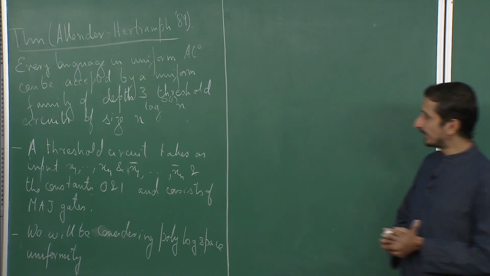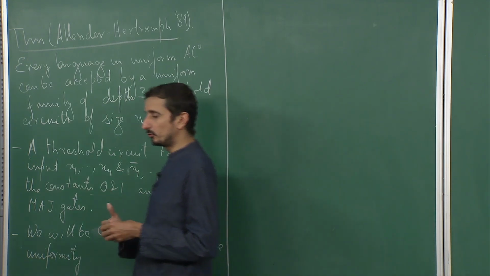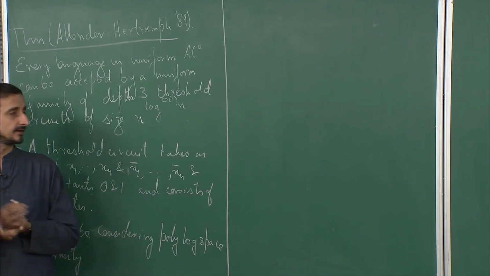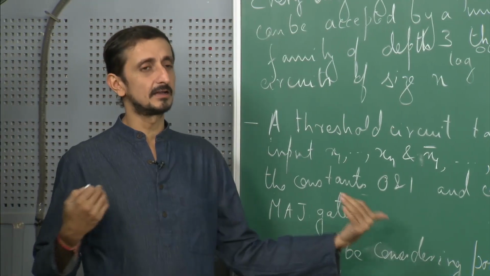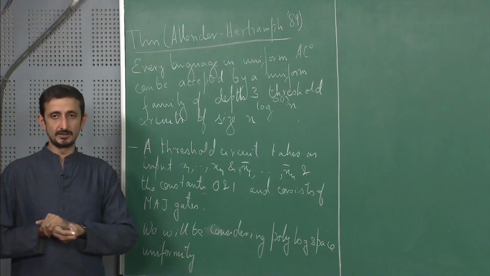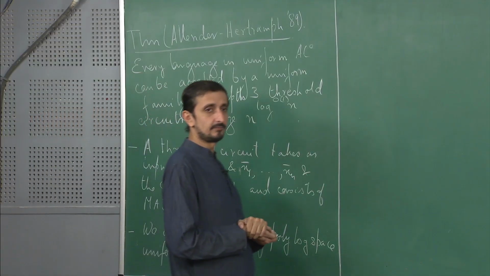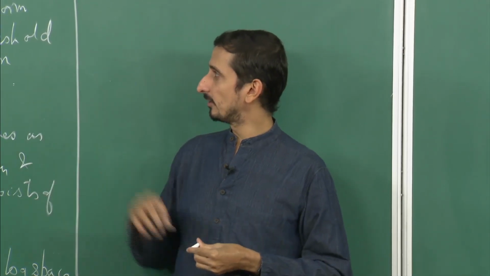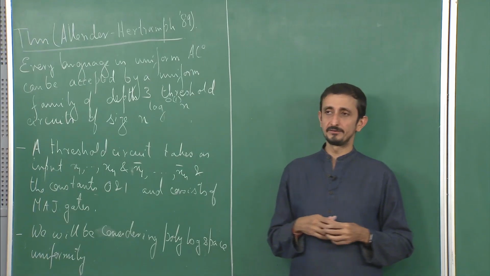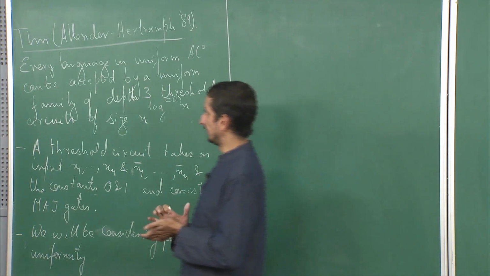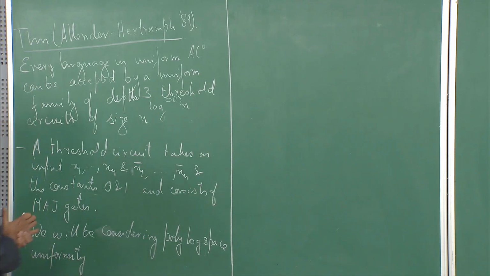Okay, so there was actually a result prior to this, again due to Allender, who gave a non-uniform proof of this result. Allender had shown earlier that there exists a family of depth 3 threshold circuits which can do the same thing, but it was not constructive in nature. What those circuits are was not known. Later on, he along with Hertramp improved that result and showed that you can get a constructive proof as well.